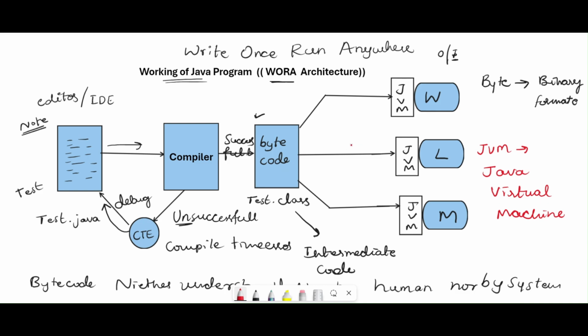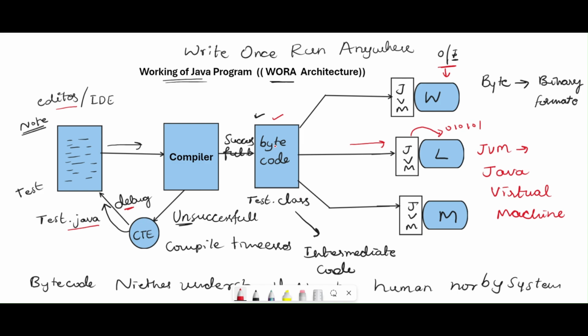This JVM will convert this bytecode. So it will take the bytecode and convert the bytecode into binary format or native machine level language so that we can get the output in operating systems. So this is the working of Java program. Initially we have to write the code in an editor, and we have to save the file with the Java extension. Then we have to compile the code. If compilation is successful, bytecode will be generated, or if we are getting an error, we have to debug the code.